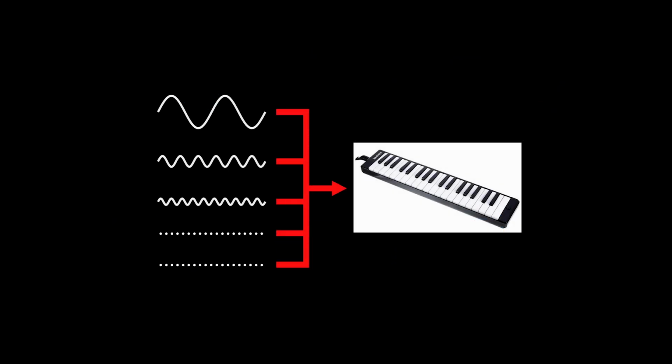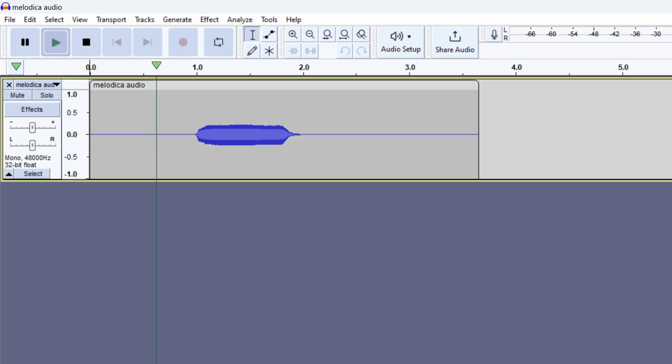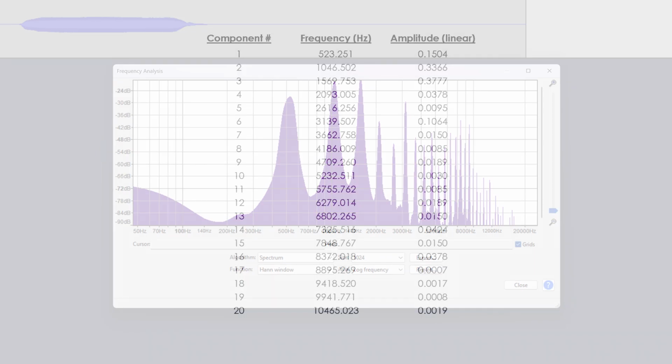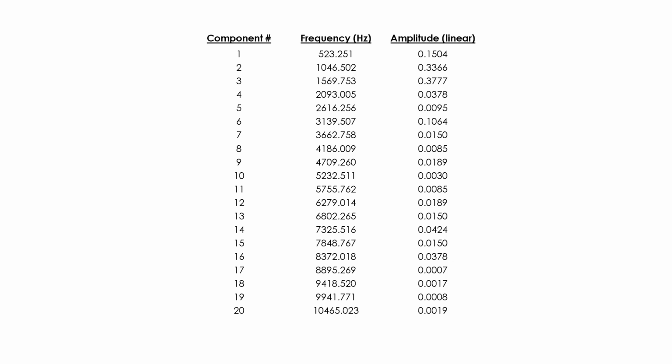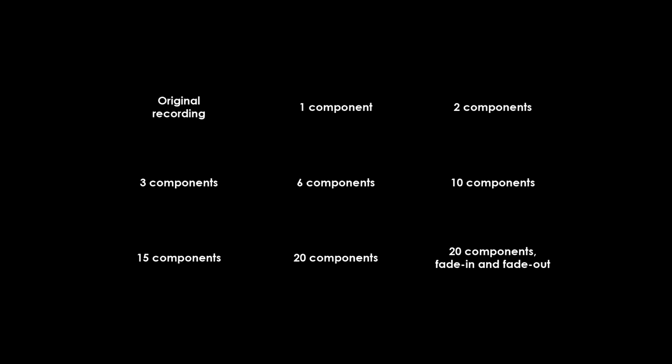We can also approximate the sound of a real instrument with additive synthesis. In this case, it will be a melodica playing the note C5. Using a tool in Audacity that I will explain later, I can find the amplitudes and frequencies of the components. Then, I generate sine waves with these numbers. Let's listen to the result of gradually adding components. I will also fade in and fade out to mimic the instrument.